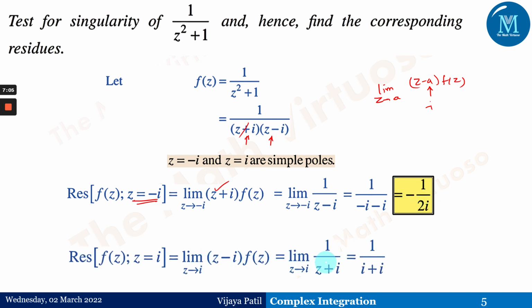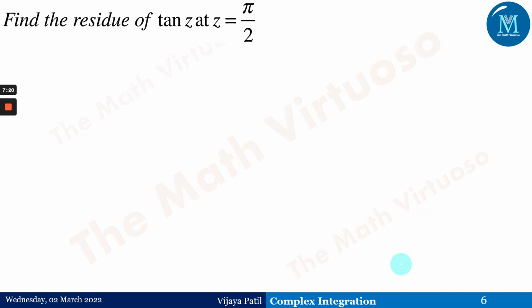Quickly we can go ahead with the other part, the residue at the point i. Again it is the limit as z tends to i of z minus i times f of z, and we get plus 1 upon 2i as the residue of this function at the two different poles, which are simple poles.